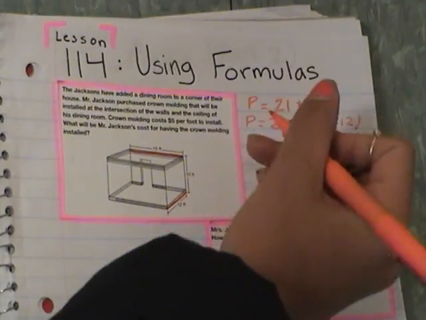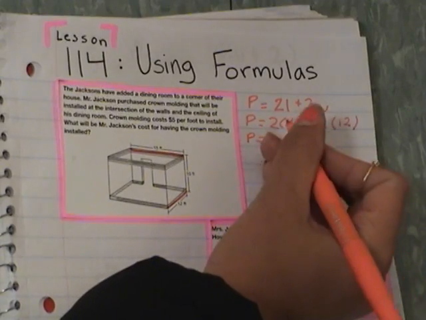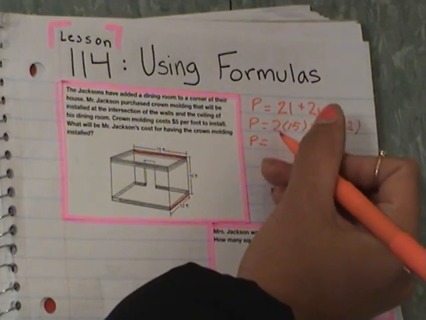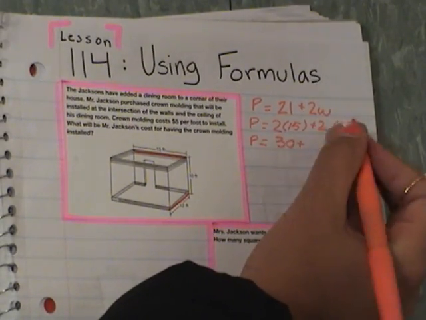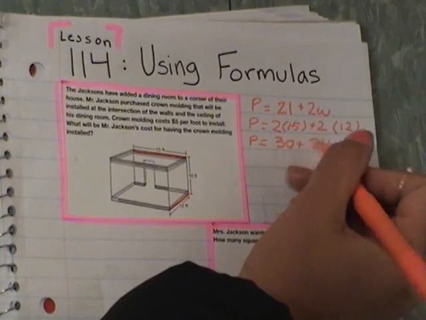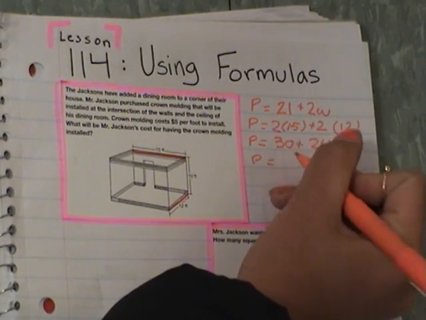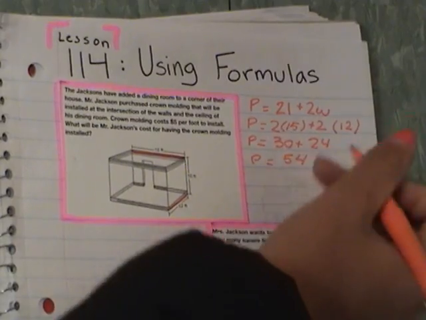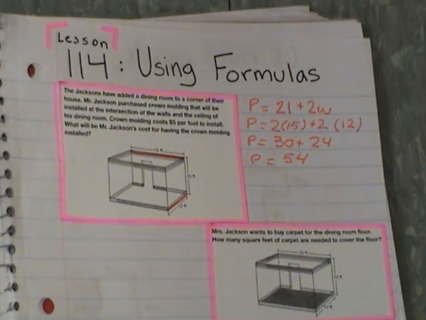Then we need to do the problems. Perimeter equals 2 times 15, which is 30, plus 2 times 12, which is 24. You add it together, your perimeter is going to equal 54, which is great. It's 54 feet. That's how much he needs of crown molding.